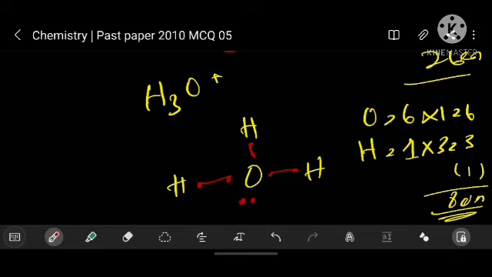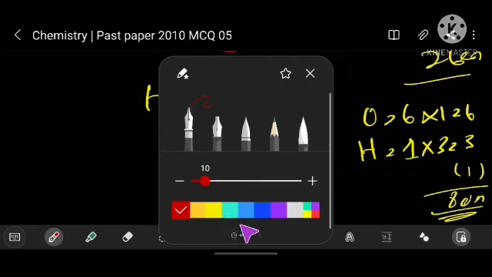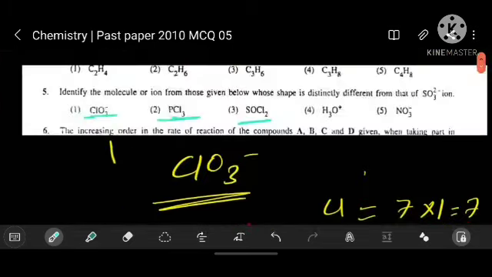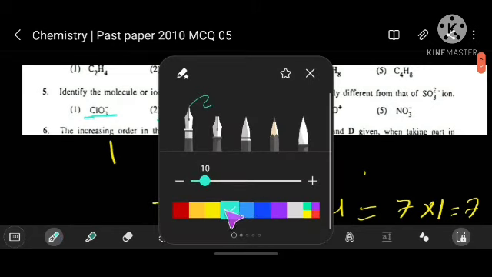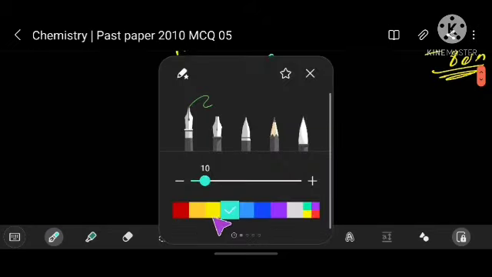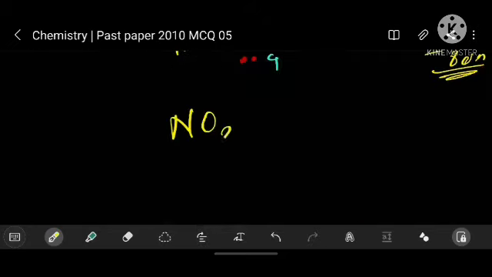So I'm going to put it on oxygen. Now we have 4 repulsive units, 1 2 3 4, and one is a lone pair. So we have 4 repulsive units and 1 lone pair. That means it is similar to that of SO3 2 minus. So the odd one out is this one, NO3 minus. That is the answer. NO3 minus, sorry, not 2 minus, NO3 minus.